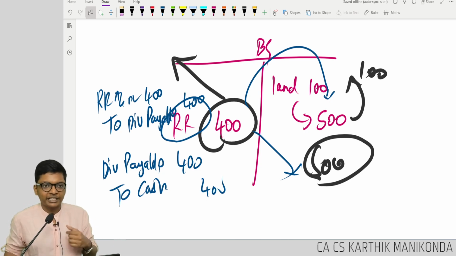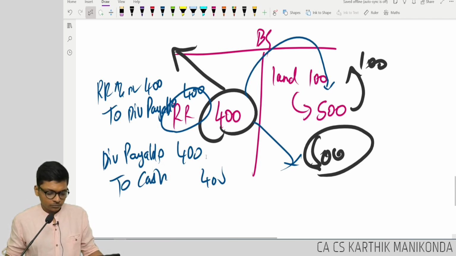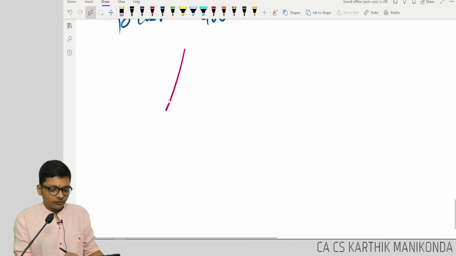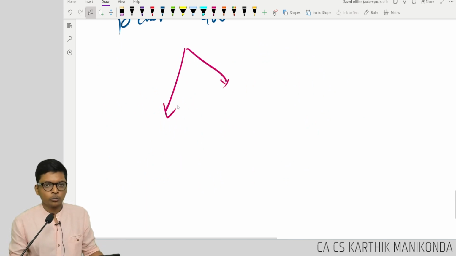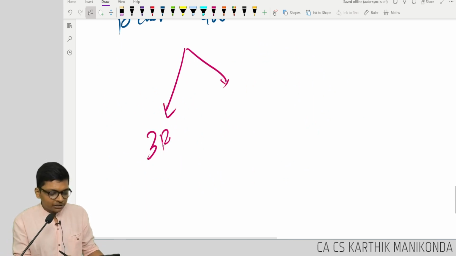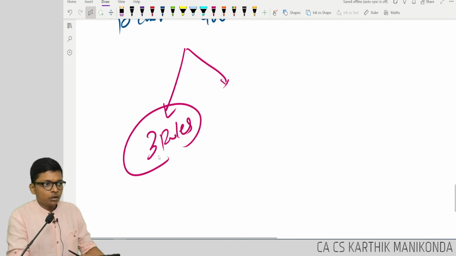All this is with section 123. Are you following, guys? Next, we have two more points, guys. Just two more. We have those three rules. What are those three rules?